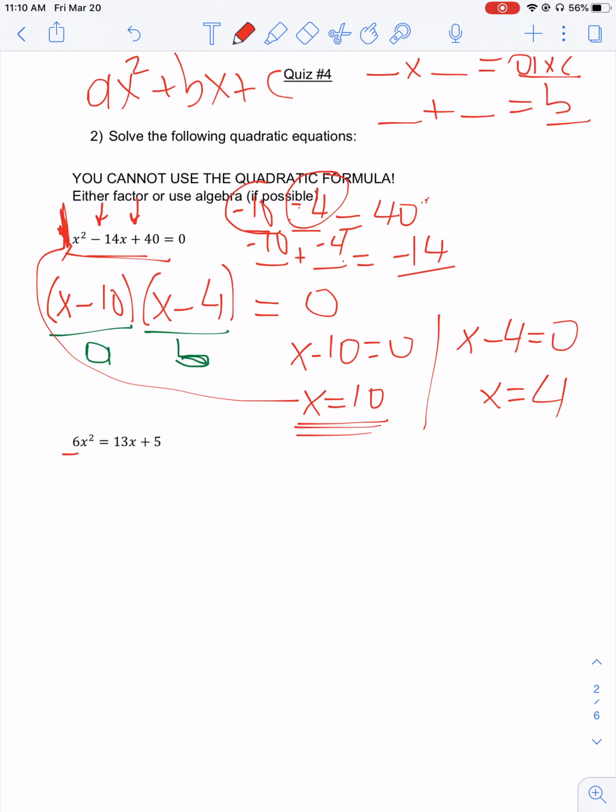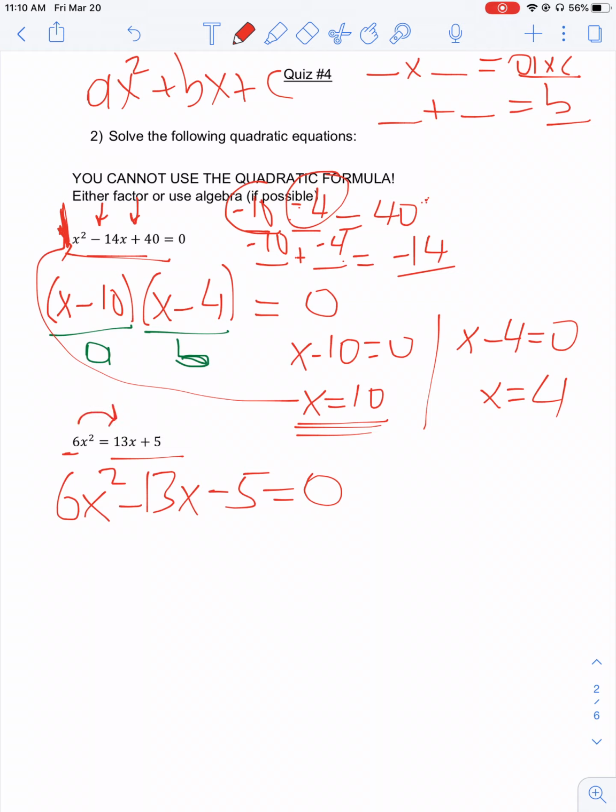I just like this to be positive, so I'm actually going to move them to the left. Okay, so this just becomes 6x squared minus 13x minus 5 equals 0. Again, guys, it's just a question of preference. You could have moved your 6x squared over there, it would have still worked.